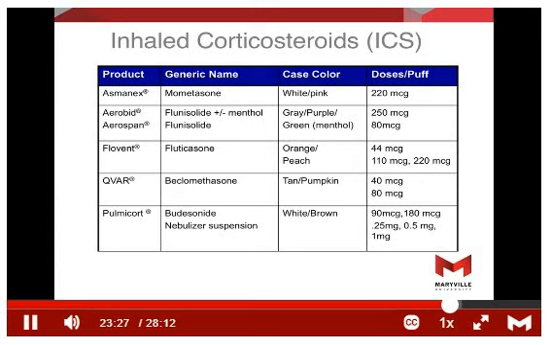So this is just a list of the different ones that you will see. I will say Qvar is what I use most right now because it's the best coverage. It used to be Flovent. Those kind of switch back and forth. The other ones tend to be more expensive.